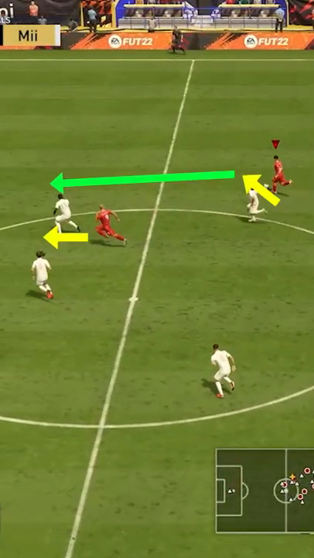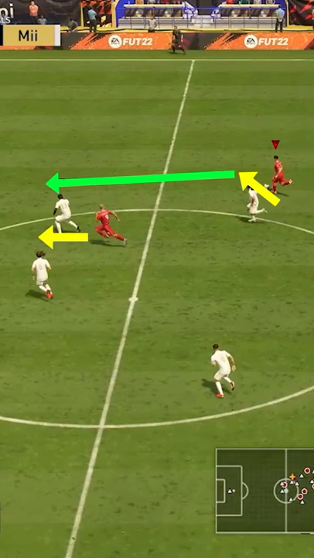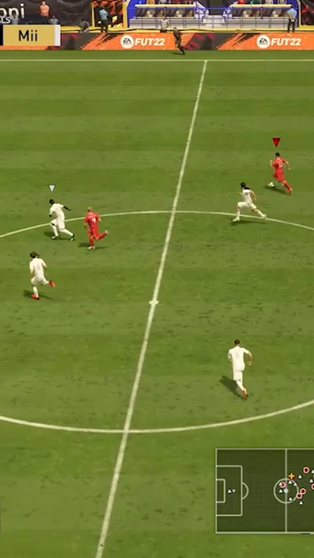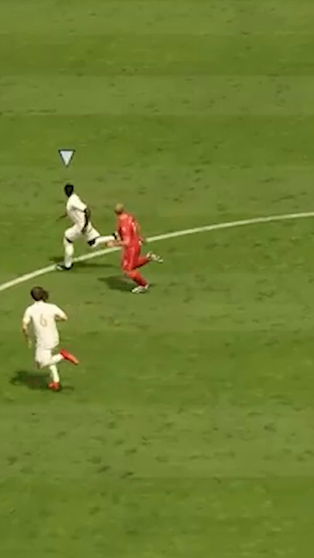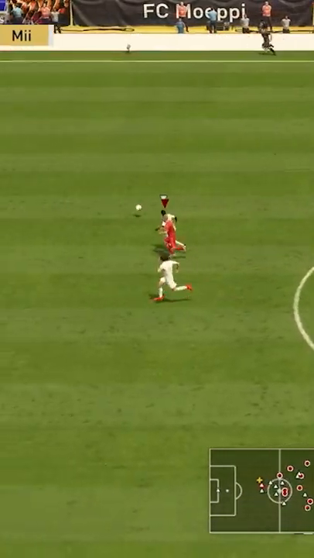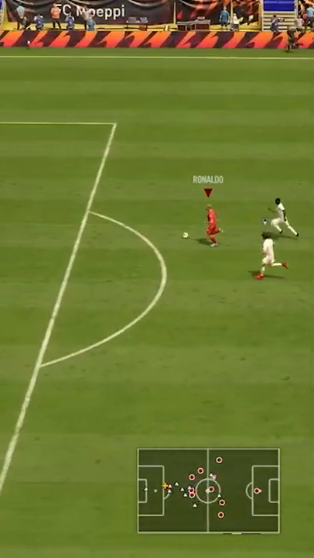Most of the time, these diagonal runs are followed by through balls in behind the defensive line, so you need to time the pass perfectly in order not to get caught offside. Try to power up your pass when your receiver is two steps away from getting on the same level with the defender, that way he won't be offside when the other player hits the ball.